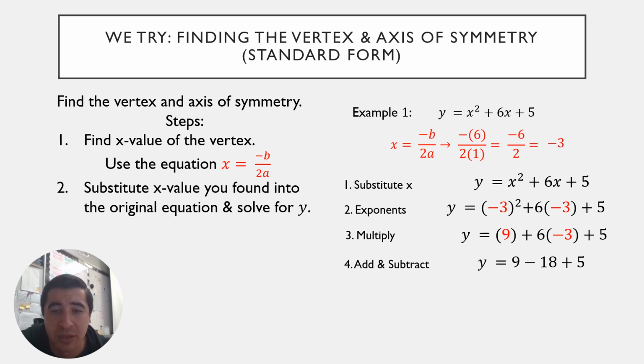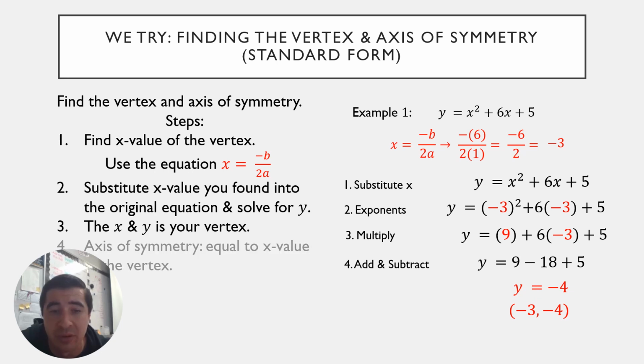What you should have got was, in this case, 9 minus 18 is -9. -9 plus 5 is -4. So our y value would be -4. Now I know what my vertex is, which is the x value I found in the beginning, -3, and y being -4. So I would write it as a coordinate point of -3, -4.